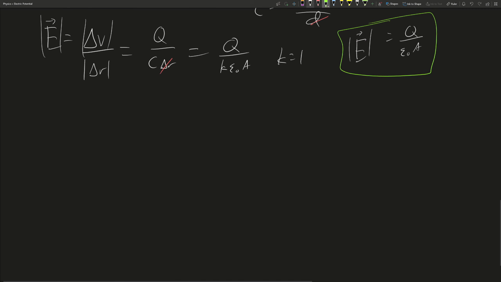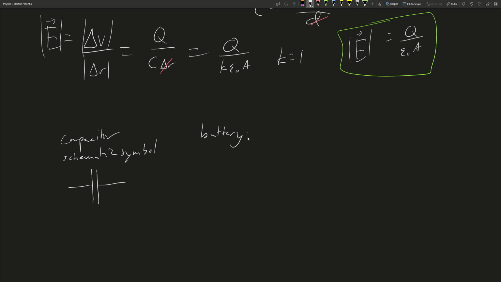So we can connect the ends of a capacitor to a battery. The schematic symbol for a capacitor is this, and then the schematic symbol for a battery is going to be this. So it's going to be a longer and a shorter side, and the longer side is going to be the positive side.